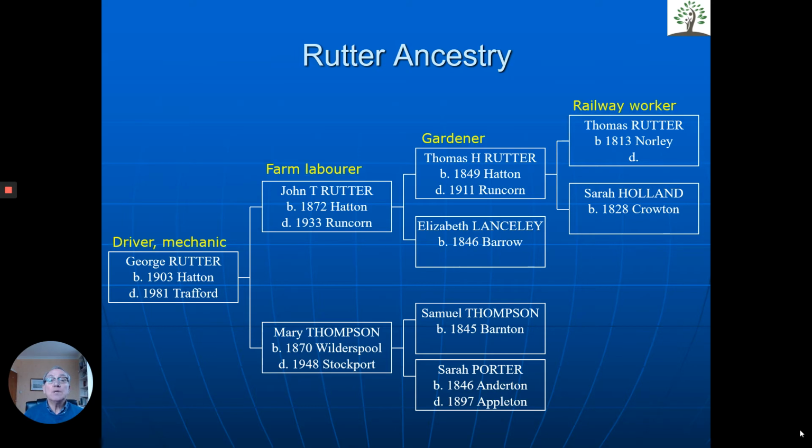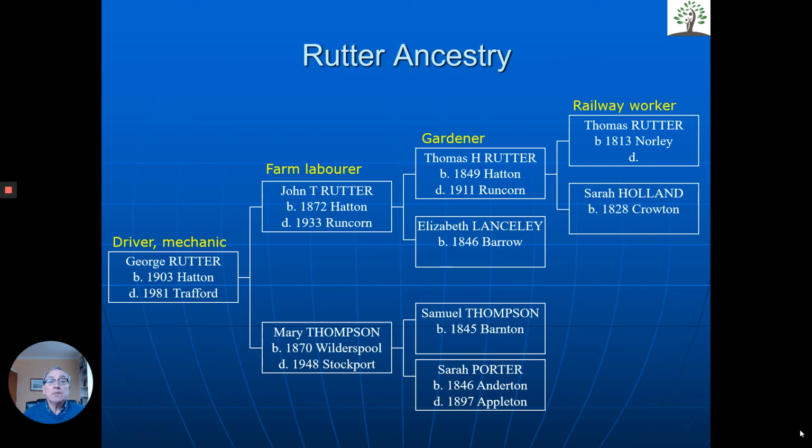But if we look at what they did, Thomas Rutter was a railway worker. In fact, he'd been a farm worker before then and would have been one of the first to work on the railways as they were built around the country and made such an amazing difference. His son was a gardener, Thomas. His son John was a farm labourer, and George Rutter was a driver and mechanic. All sorts of jobs where you could find employment in your local area.